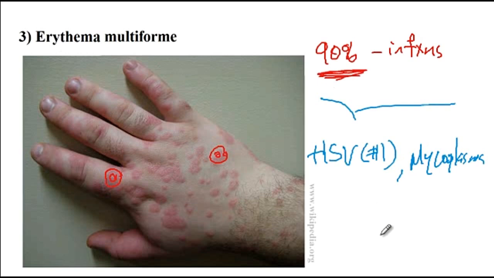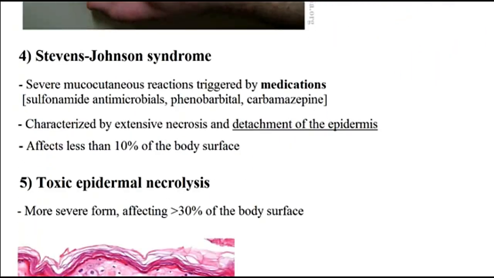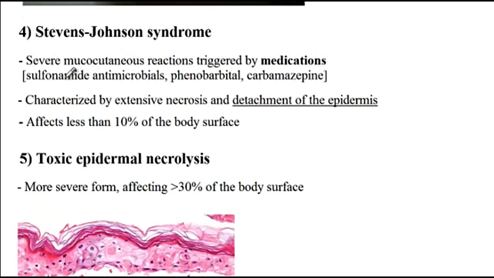Now it's thought that a cell-mediated immune process directed against the viral antigen will deposit in the skin, and so it will cause formation of Erythema Multiforme. The next skin disorder is Stevens-Johnson syndrome, which is a severe mucocutaneous reaction that is triggered by medications, examples of which include sulfonamides, phenobarbital, as well as carbamazepine. This type of skin lesion is characterized by extensive necrosis and detachment of the epidermis, but it only affects less than 10% of the body surface.